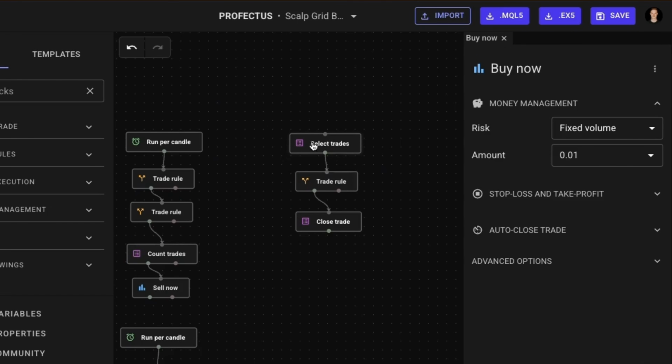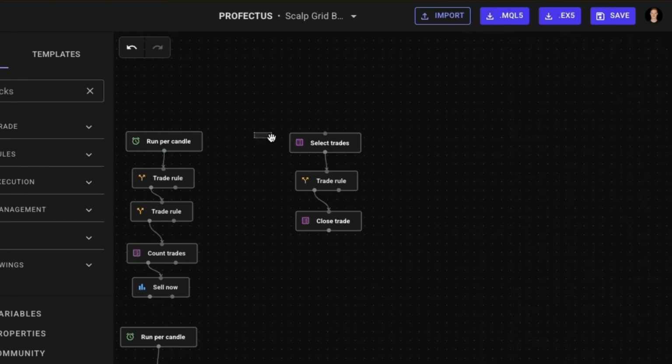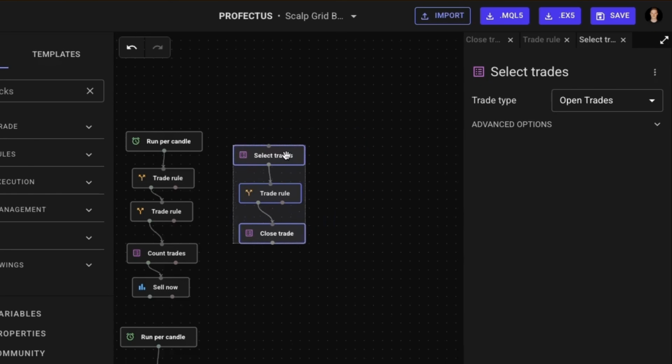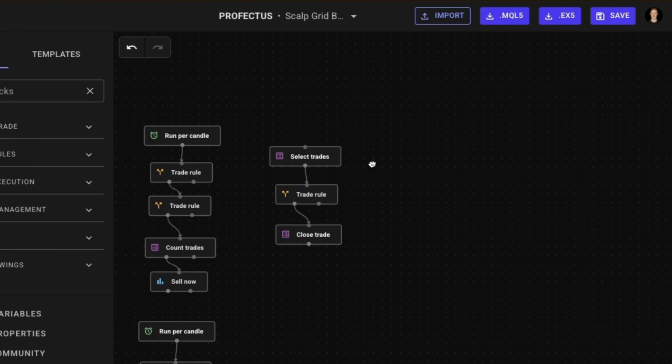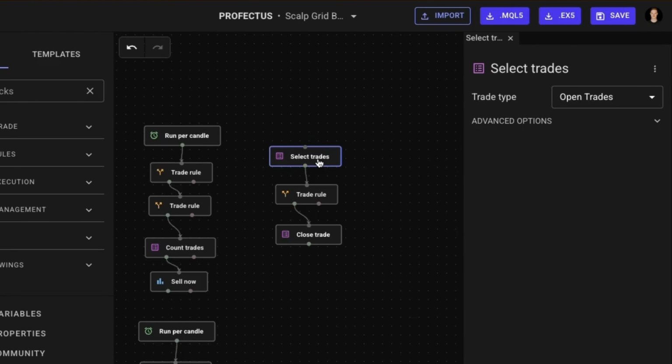And now let's go to these blocks, which are a very straightforward, simple way of managing trades. So we see here, select trades. You simply tell the system, your trading bot, to check out all the open trades. You can also check closed trades and pending orders, but here we chose open trades. So the current positions you are in.